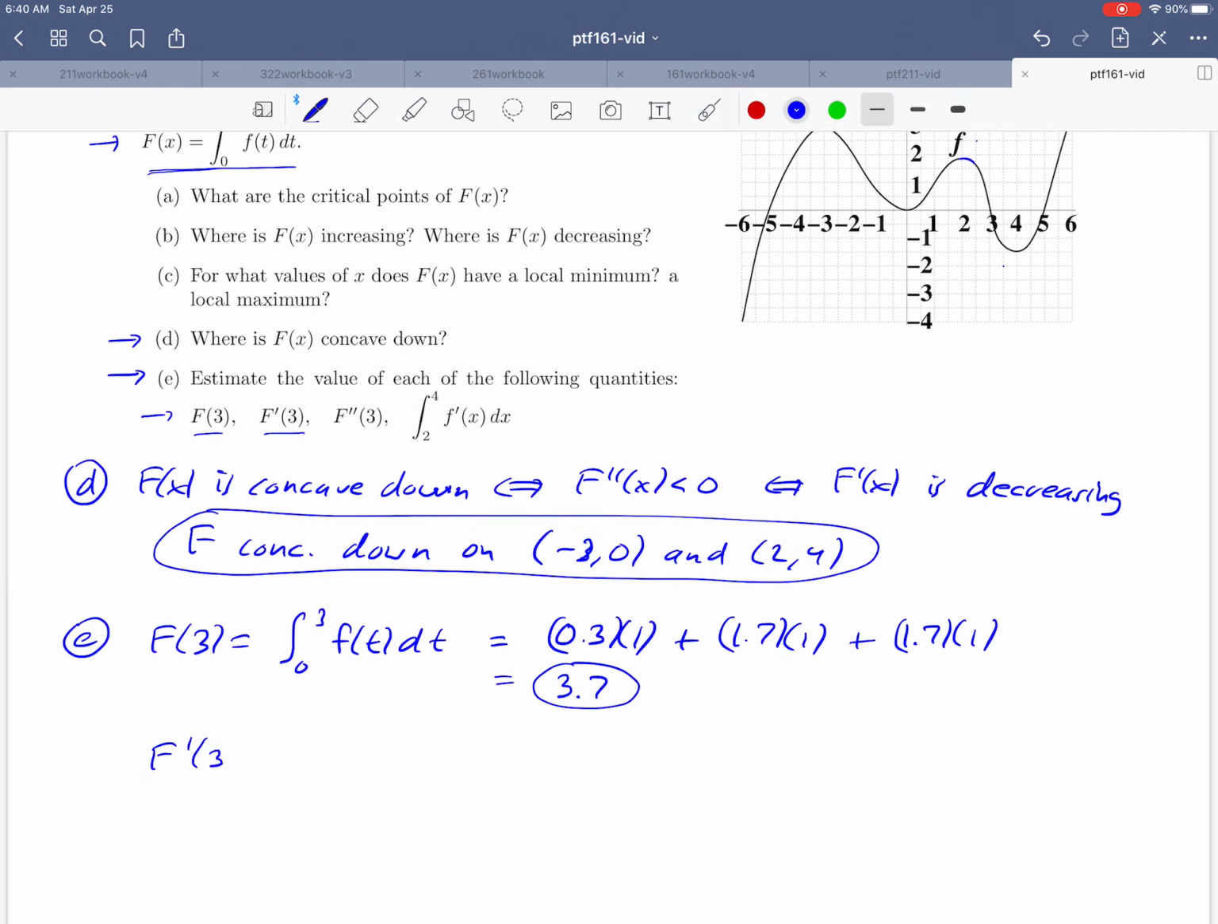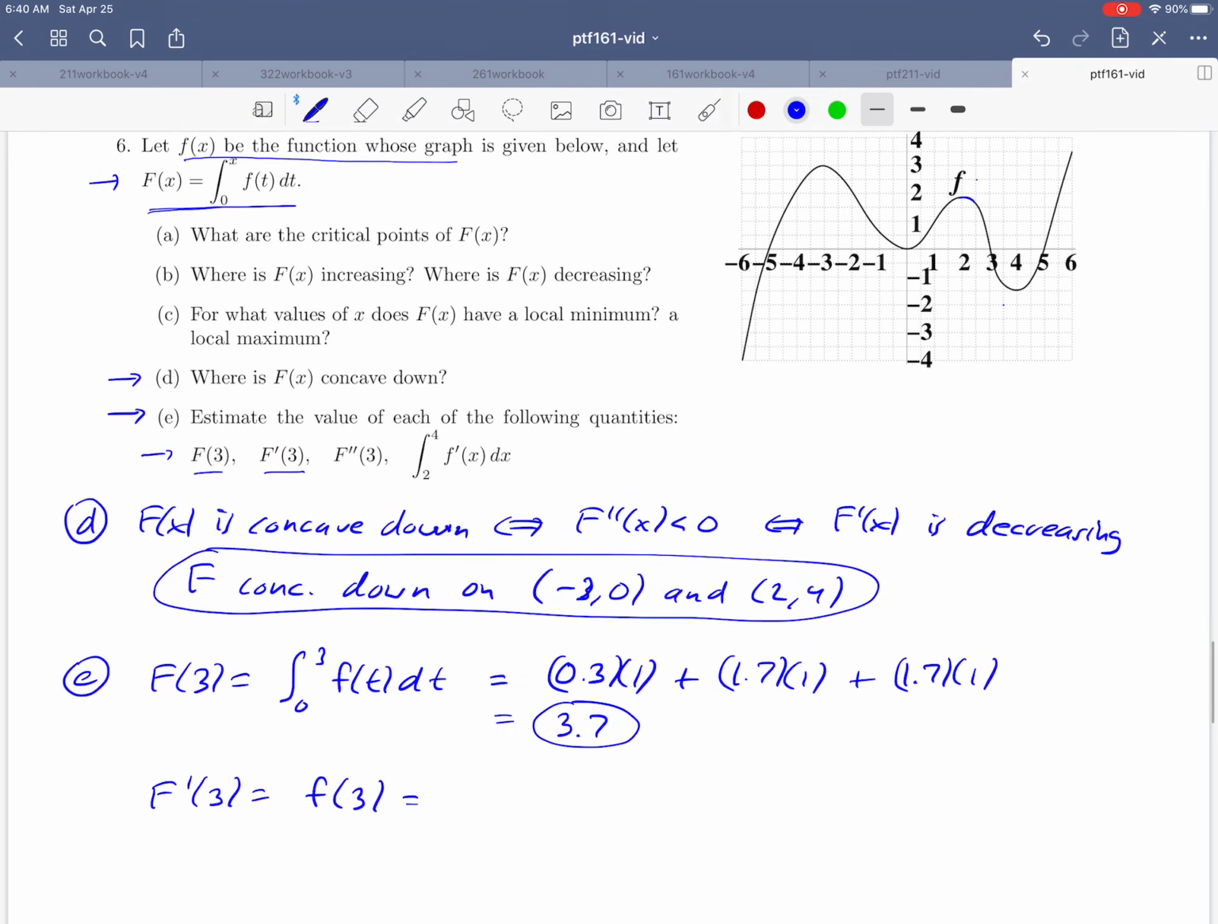Okay, how would we calculate capital F prime of 3? Well, it's helpful to remember the relationship that we discovered in parts A through C. Capital F prime is the same as little f. So we can calculate capital F prime of 3 by just finding f of 3. That's just a y value of our function. If we go to the graph, notice that at 3, it crosses through the x-axis, and so the y value there is just 0. So that's the value of capital F prime of 3.